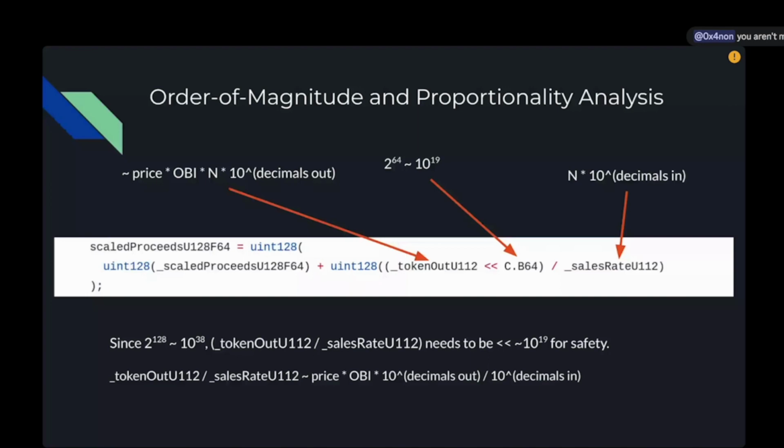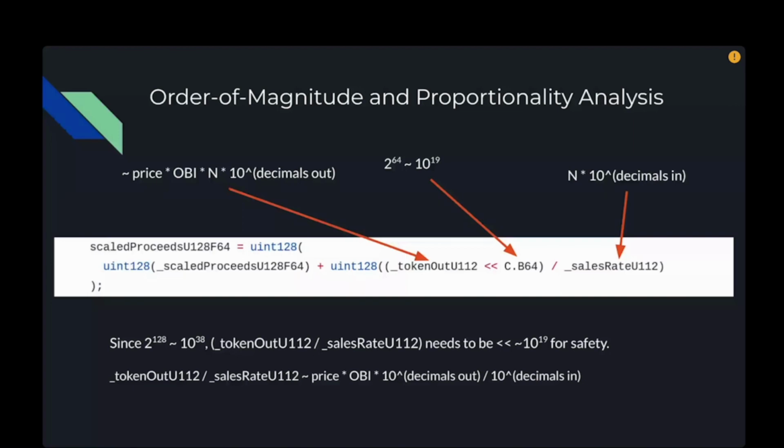Then you get a factor of n there, because basically the number of tokens purchased is price times number of tokens sold, and of course a factor for the decimals. And so 2 to the 128th is about 10 to the 38th, and so that means this ratio needs to be small compared to 10 to the 19th for safety, right? Because we already have a factor of 10 to the 19th from this round-off protection scaling factor. And so we look at that ratio.